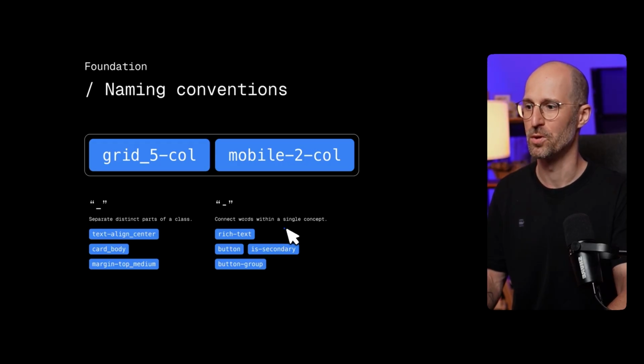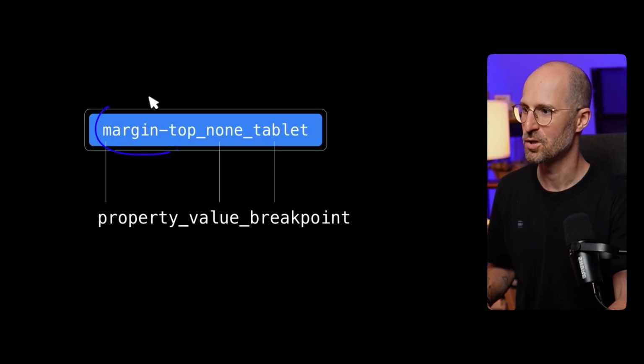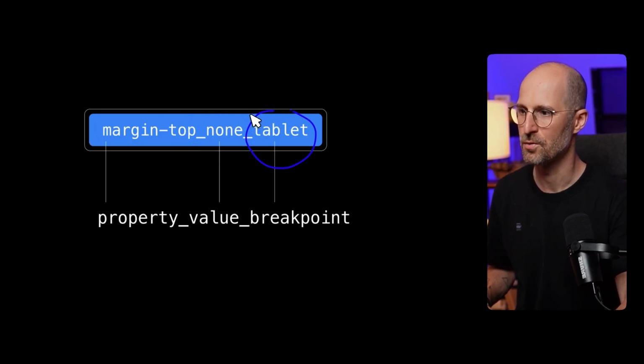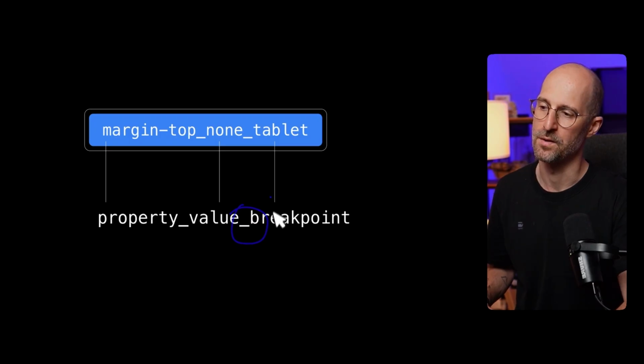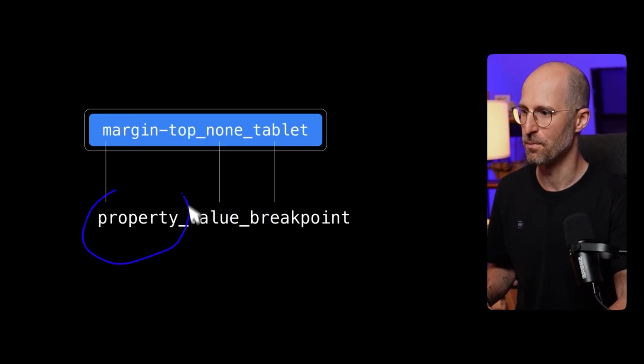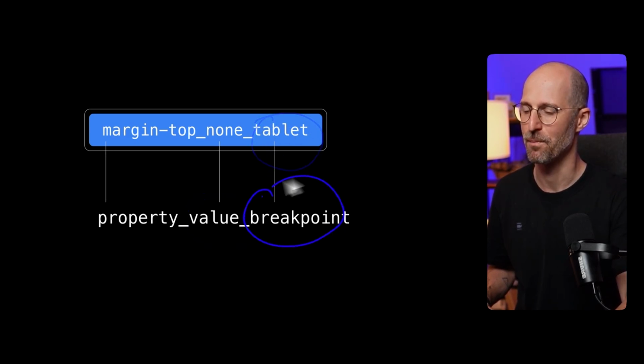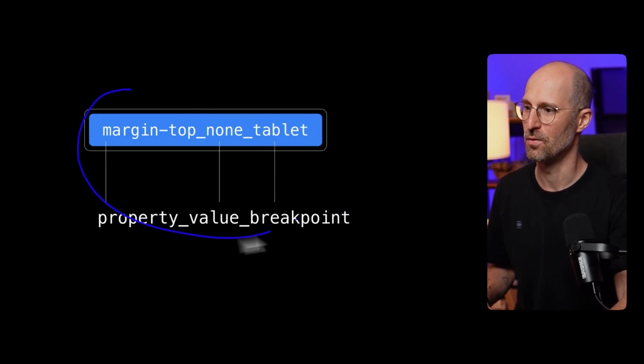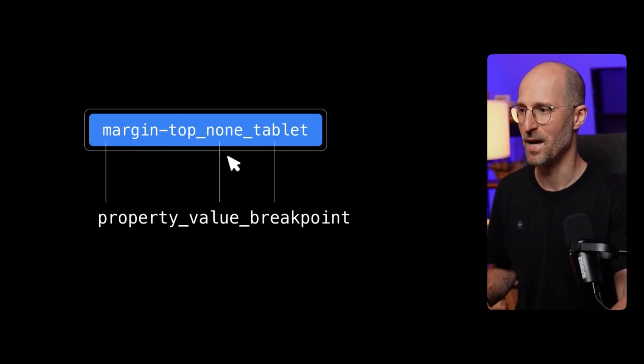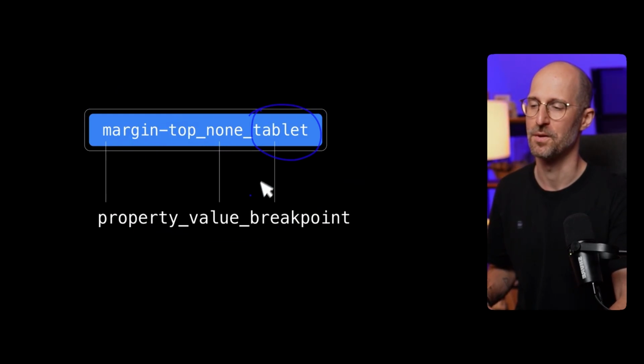So underscore will help you to identify utility classes. So here is another example. Margin top none on tablet. Here is another use case for underscores. Margin top is the property, and we can see that none is the value of this property, and tablet is a breakpoint. So what all of this means is that the element with this class will get margin top none only on tablet, but on desktop it's going to be the default value.